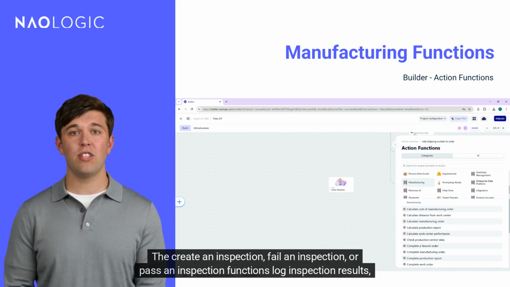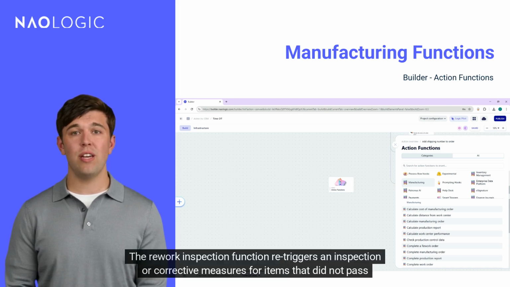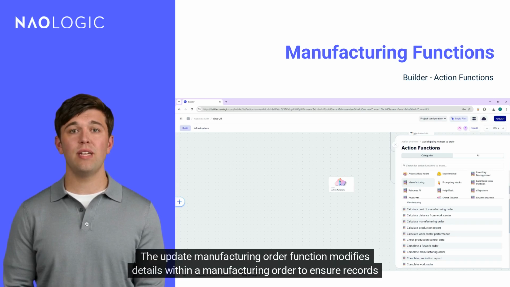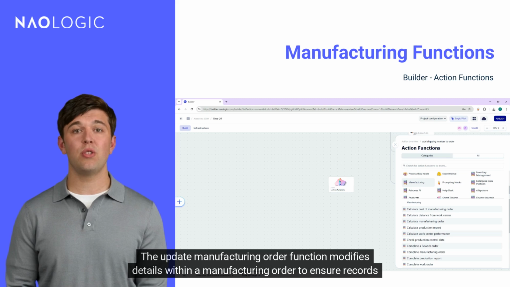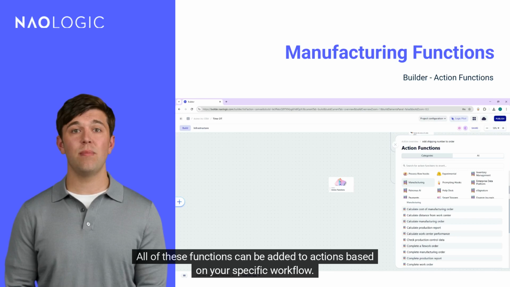The Create an Inspection, Fail an Inspection, or Pass an Inspection functions log inspection results, identifying issues, and flagging them for corrective action. The Rework Inspection function retriggers an inspection or corrective measures for items that did not pass the initial inspection. The Update Manufacturing Order function modifies details within a manufacturing order to ensure records remain accurate and up to date. All of these functions can be added to actions based on your specific workflow.